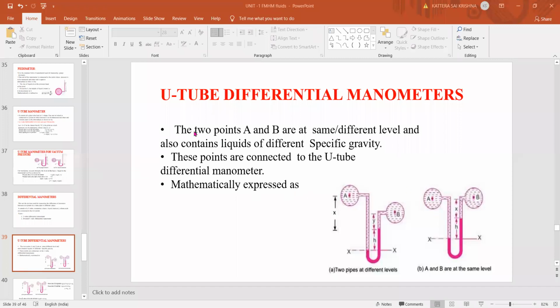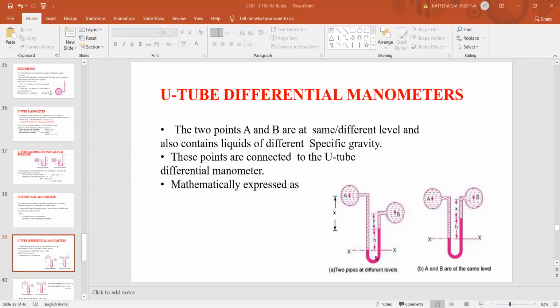If you see here, the two points A and B may be at the same level. Suppose both of these two pipes are at the same level, and we are going to find the pressure difference, or some of the pipes may be at two different heights. Here you see A at the top side, B at the bottom. We are going to find the pressure difference in these two pipes by using this U-tube differential manometer. We need to know the specific gravities of our liquids. So this point A and point B are connected to the U-tube differential manometer.